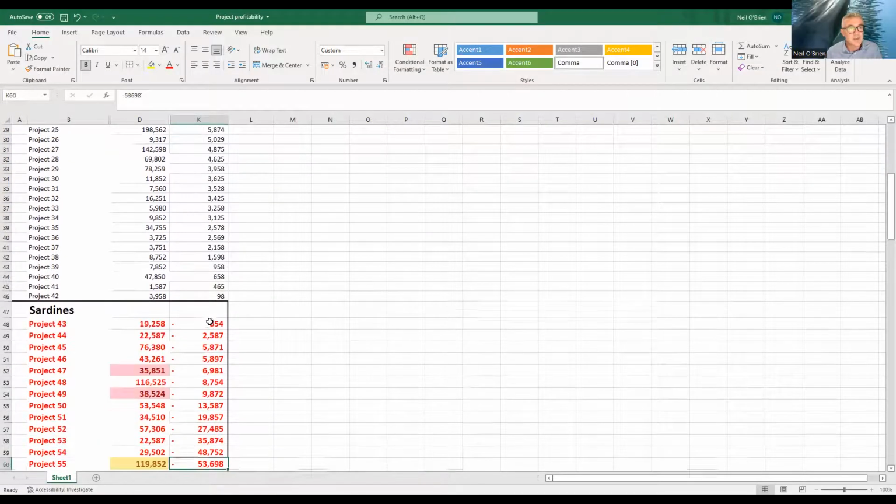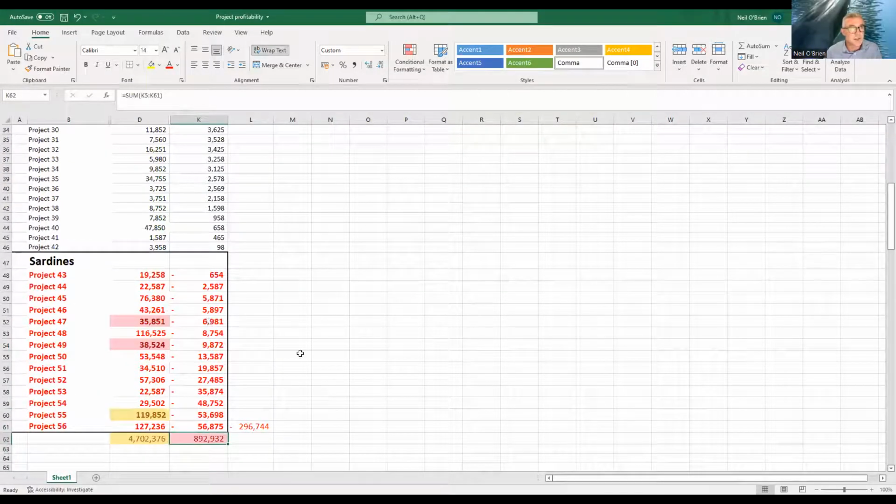And down here are the sardines, the loss makers. They lost money on all these jobs. So say, for example, project 56 had sales of 127,000. They lost 56,000 on that job. How? A combination of poor pricing, but mostly it was not being managed as well as it should be in terms of the hours and the materials that went into that job.